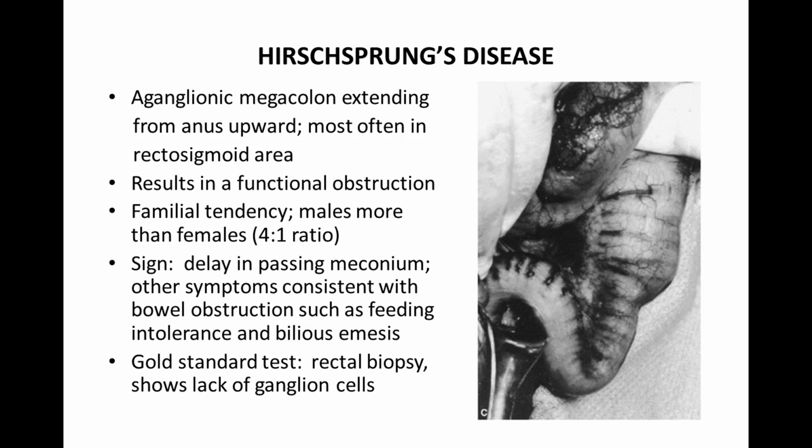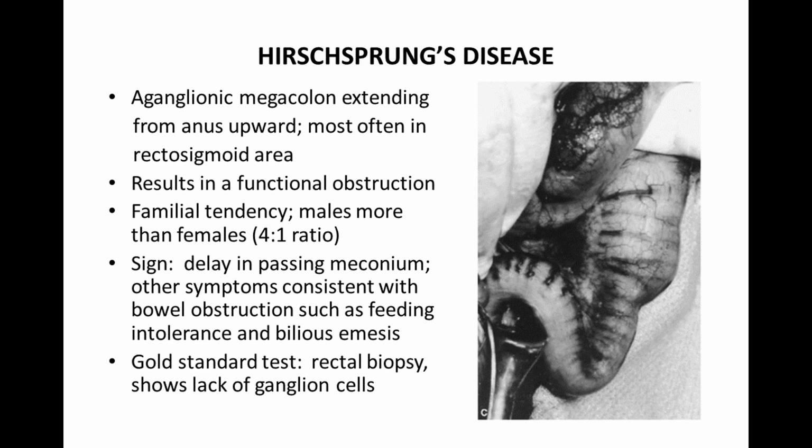In Hirschsprung's disease, there is a congenital absence of ganglion cells in the bowel wall. This extends from the anus upward and is most commonly seen in the rectosigmoid area, although it can affect the entire large bowel. There is a hereditary component to the development of Hirschsprung's disease. The lack of ganglion cells results in a functional obstruction as the intestine is not capable of moving stool through.